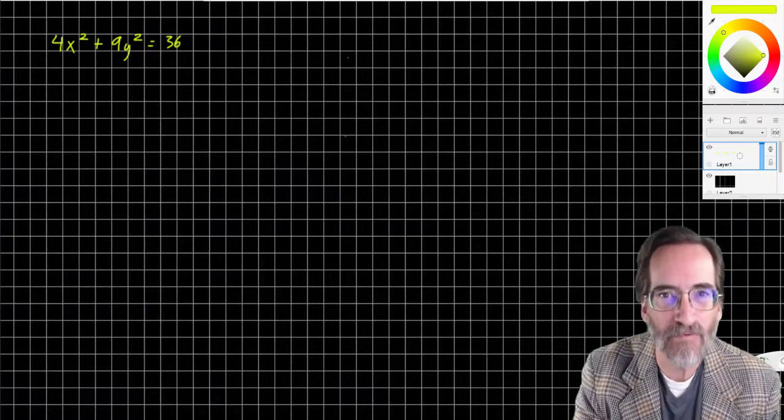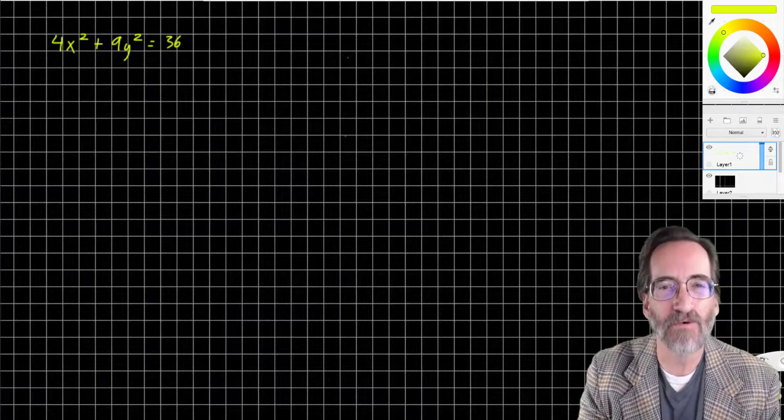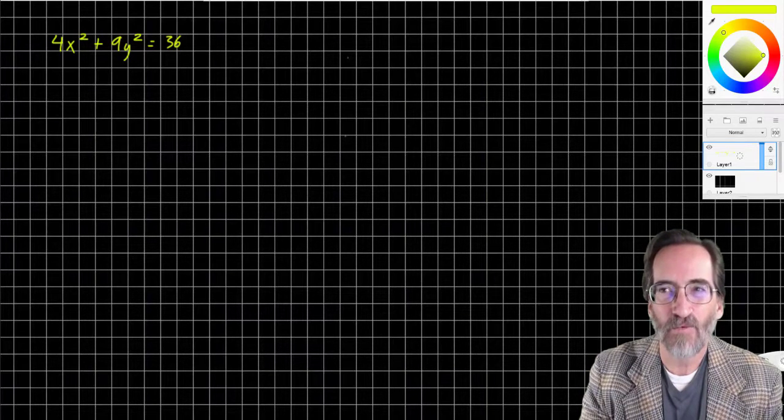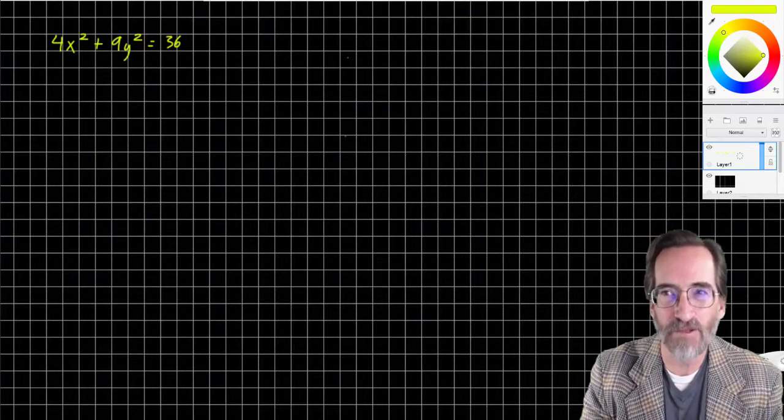For example, if I have a function for position, the first derivative would give me a velocity, and the second derivative would give me acceleration. And the third derivative would give me jerk. So we need to be able to find the second derivative using implicit differentiation. The step is a little bit convoluted, but not too bad.